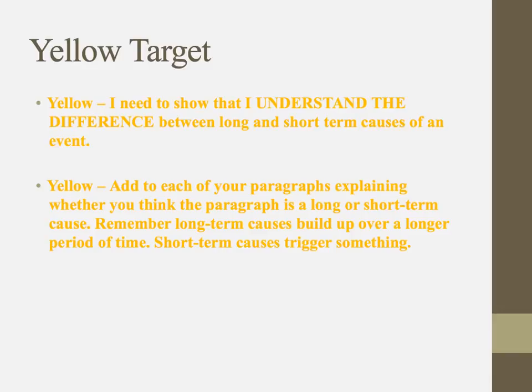Okay, so you need to show for yellow that you understand the difference between the long and the short-term causes of an event. So long-term causes of this event would be the argument between the church and the king, which is about church courts and things like that. You could even argue that Becket's death is a long-term cause because it happened 4 years before he was whipped. A short-term cause is the rebellion. It's the thing that triggers it. The thing that triggers the king being whipped is that he wants the Pope's support against the rebellion, and in order to get that support, he has to show he's sorry for Becket's death. So that's the short-term cause. So go back through and try and explain whether each paragraph is long or short-term.